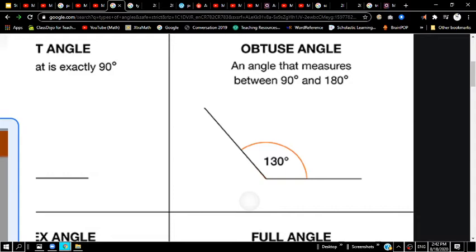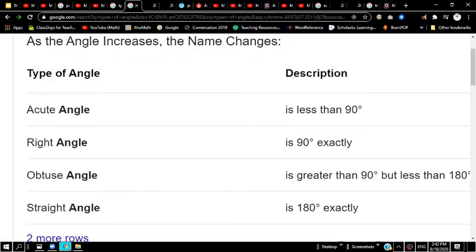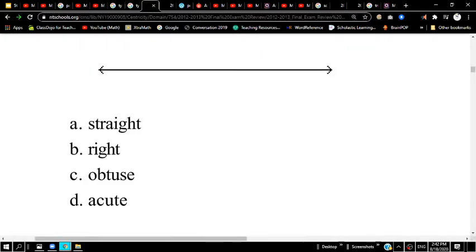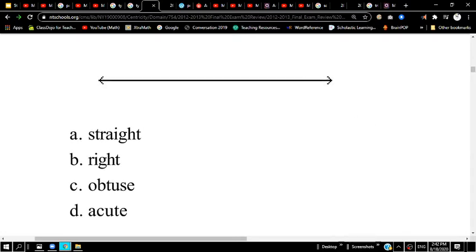Okay, so you could have an angle that would be up to 130 degrees, or maybe even 179 degrees. That would be an obtuse angle. Okay, there's different types of angles, and the biggest ones that we're going to look at here in fifth grade are acute, right, and obtuse. Okay. You also have a straight line or a straight angle which measures 180 degrees. So let's take a look at this first example. Take a look at that. What do you think? Would that be straight, right, obtuse, or acute?